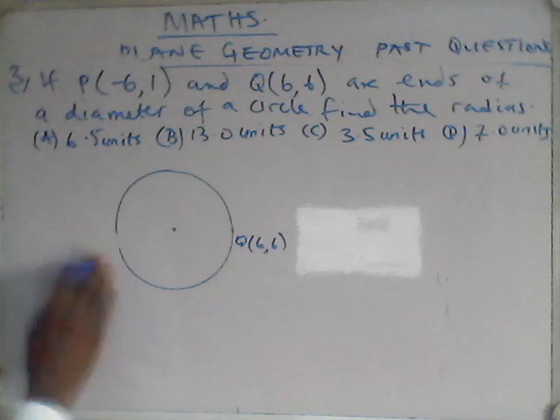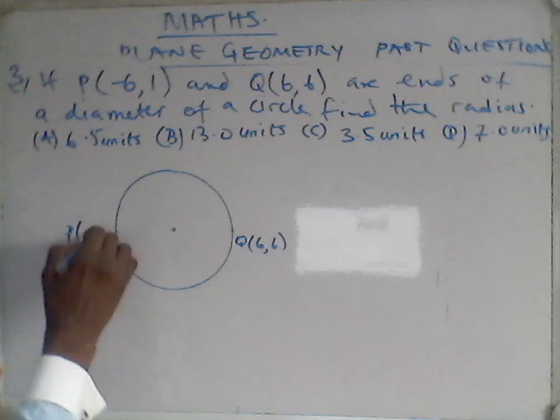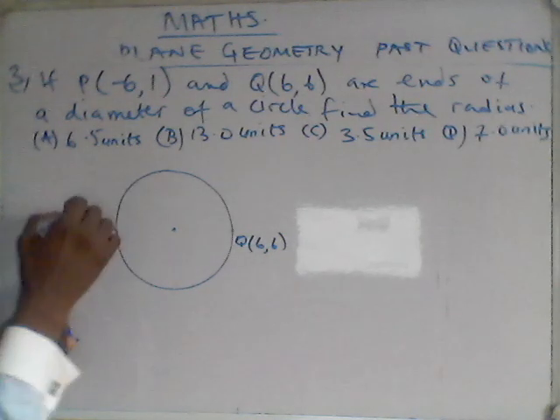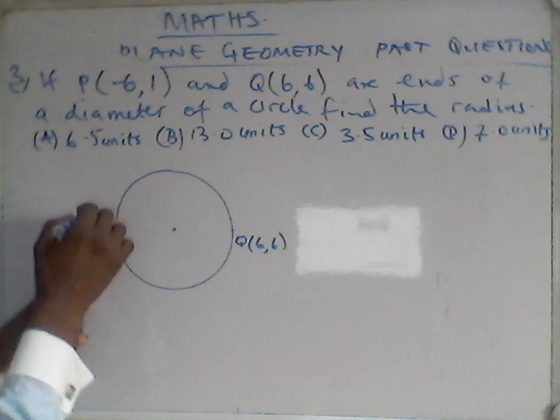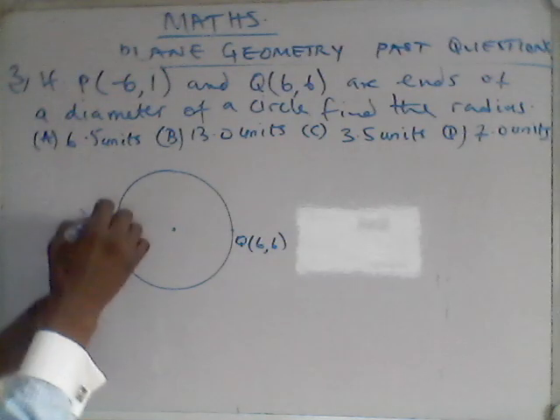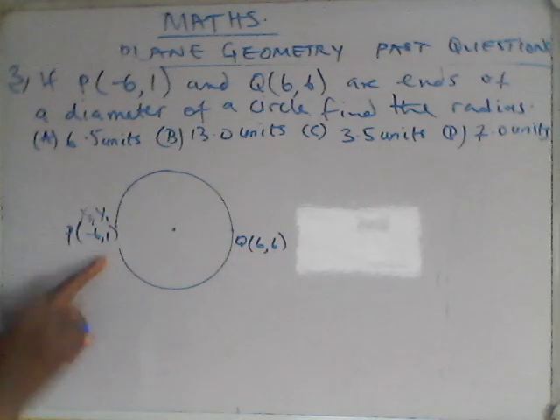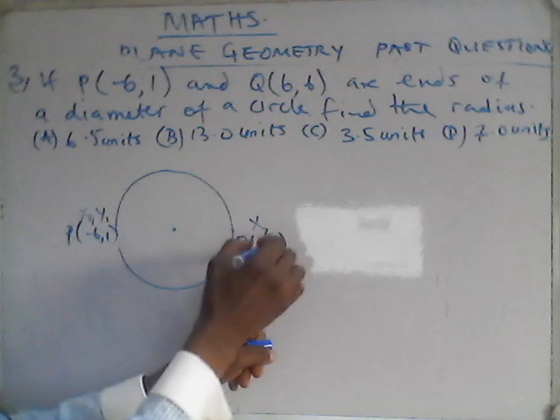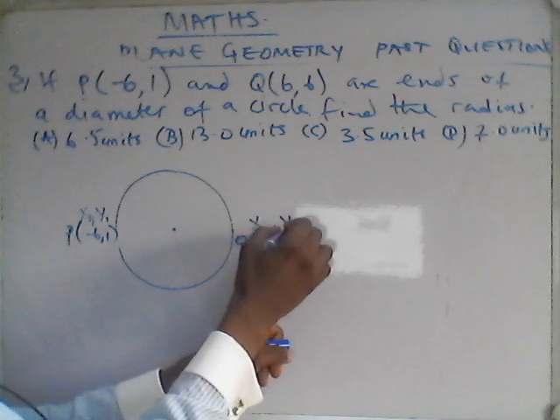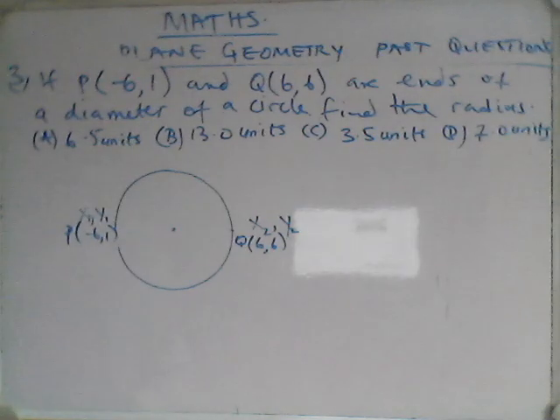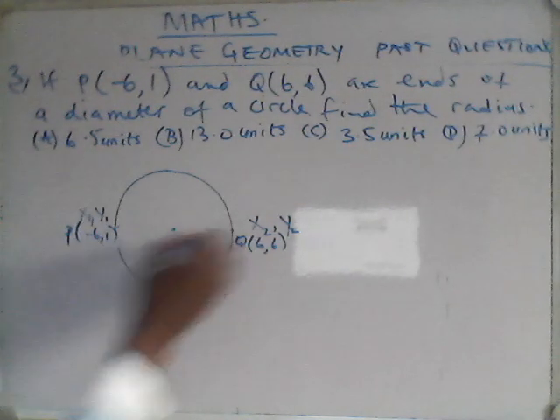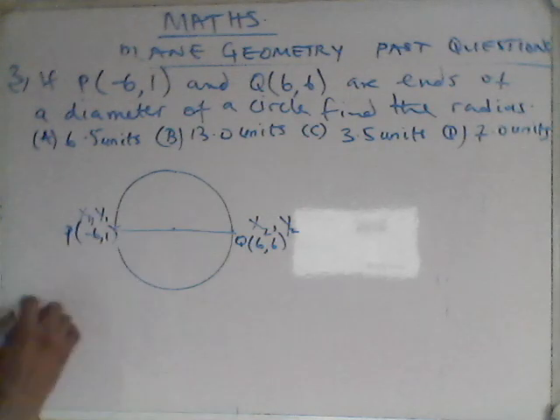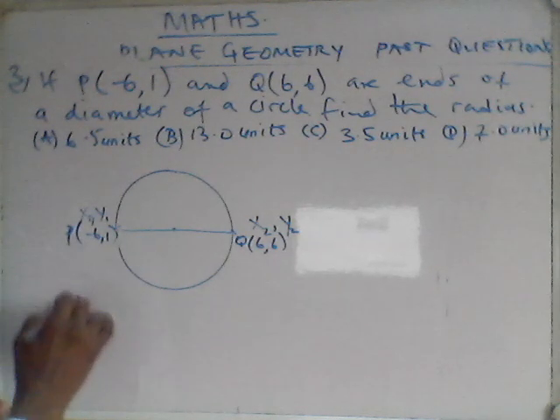What this means in effect is that the x coordinate of point P is -6, and the y coordinate is 1. For point Q, the x coordinate, let me call it x2, is 6, and the y coordinate, let me call it y2, is 6. Okay, so I'm to find the line distance between these 2 points. The line distance between point P and Q, I will call it PQ line.